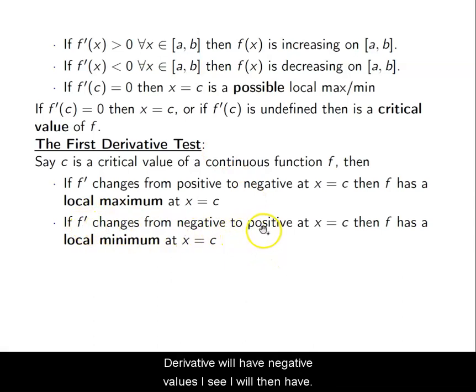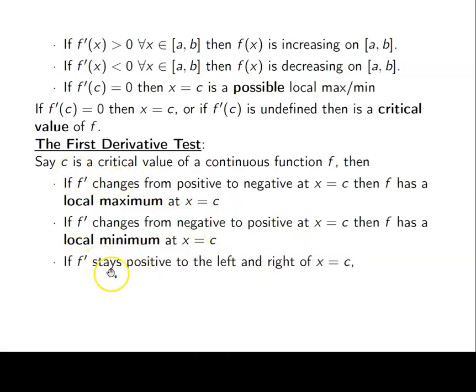so my derivative will have negative values. At c, I will then have an output of 0 for my derivative function, and then my derivative function will go positive, because I came down, so I'm decreasing in value, I hit the lowest point, the tangent line has a slope of 0, and then I increase in value. So if my derivative goes from negative to positive on either side of c, negative on the left and then positive on the right, at that critical point, I have a local minimum value.